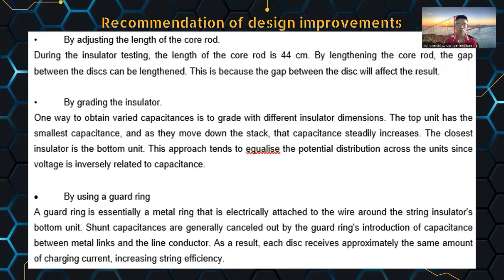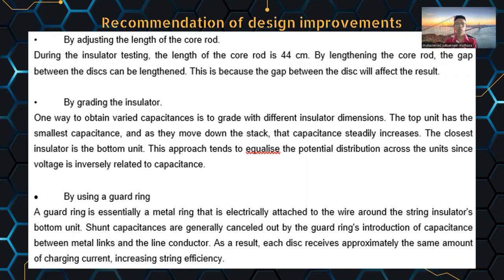All right, right now I will present the recommendations for design improvement. The first one is adjusting the length of the rod. During the insulator testing, the length of the rod was 44 centimeter. By tightening the core rod, the gap between the discs can be tightened. This is because the gap between the discs will affect the result.